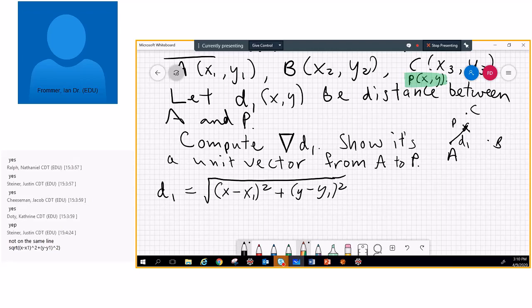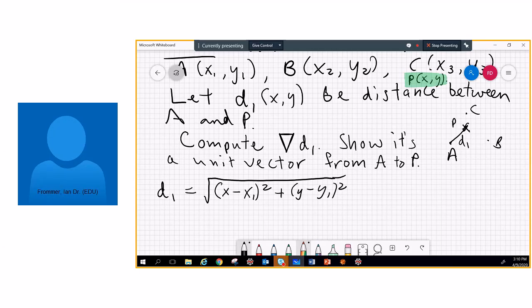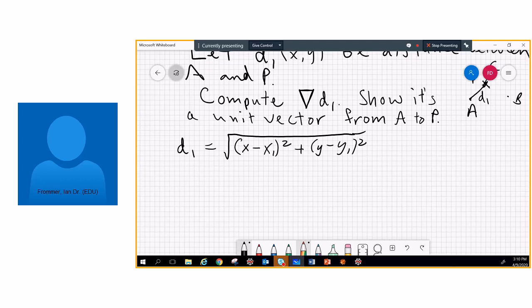Yeah, I'm just checking mine with yours. Okay, I'm just going to write that. Well, I guess you could write that as that whole thing to the 1/2 power if we want. Reason being is ultimately I want to take derivatives of this. So the gradient of D1 now. So how do we compute a gradient? Do you guys all remember how to do that?